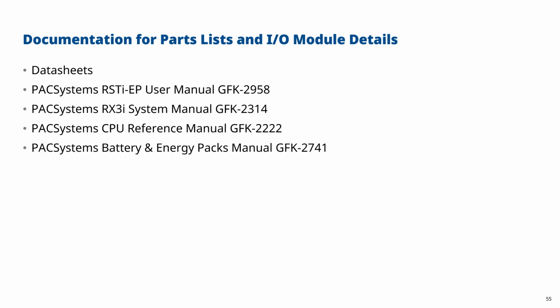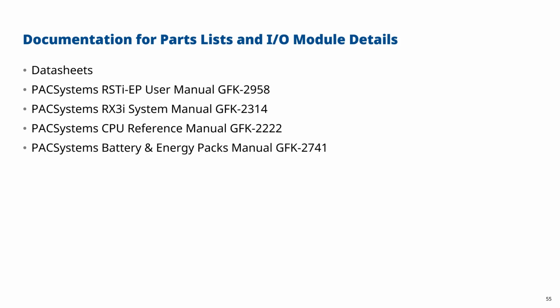And then some of the data sheets go into a bit more detail. For example, for RSTi-EP, we've got data sheets for the inputs, the outputs, the analog in and so on, which gives you more information. But if you want the full details, then you would go to our customer center and you could download the relevant user manuals. So there's a PACSystems RSTi-EP user manual that covers both the CPUs and the network adapters and the I/O modules. The part number for that manual is GFK2958. So you would be looking for the latest version of that manual to get the latest up-to-date information.